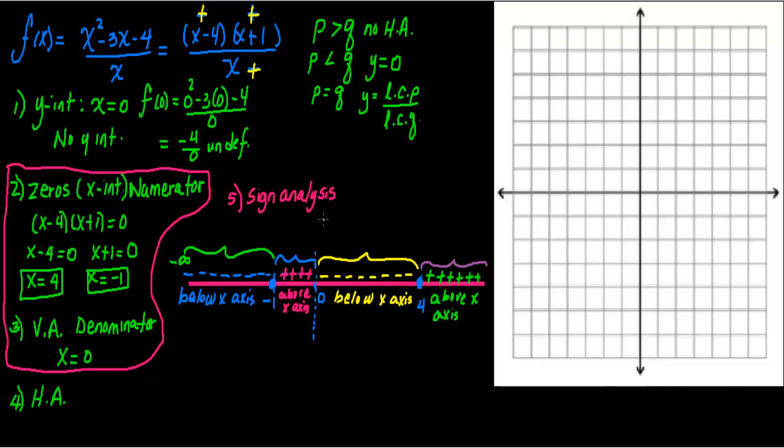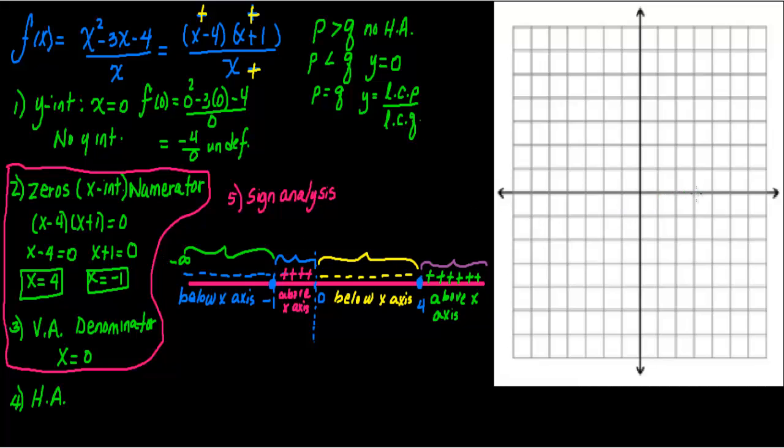And here's what you're going to do. On your graph, you're going to plot all your zeros, your vertical asymptotes, your horizontal asymptotes, and your y-intercepts. You're going to plot everything, all of this information. Okay, so let's start with our y-intercept. We don't have one, so there's nothing to plot on the y-axis. Let's go to our zeros. I have a 0 at 4, a 0 at -1, so let's plot those.